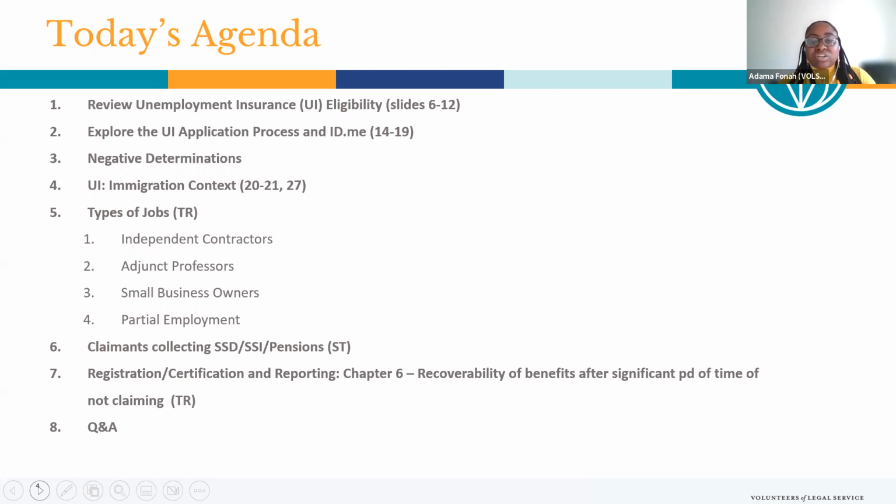Next, negative determination. That is what happens when someone applies for benefits and they receive a denial. There are many reasons why someone can receive a denial, so we'll go over that. And the types of jobs.